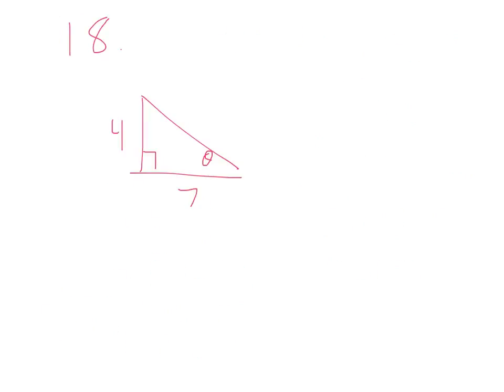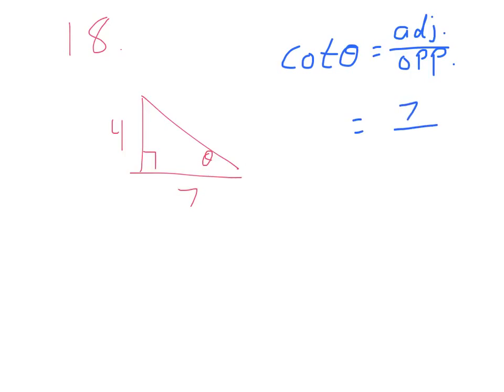Number 18 gives us a triangle with some information. It wants us to find cotangent. So cotangent is the reciprocal of tangent. So tangent's opposite over adjacent. Cotangent is adjacent over opposite. We don't actually have to find the hypotenuse. So it's adjacent, which is 7, over opposite, which is 4.